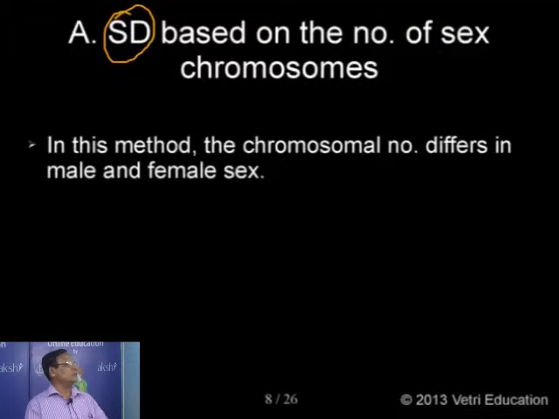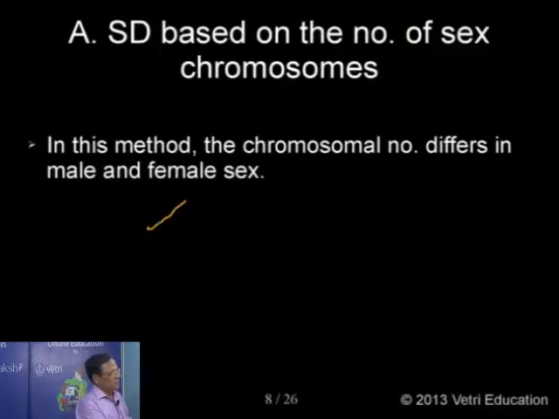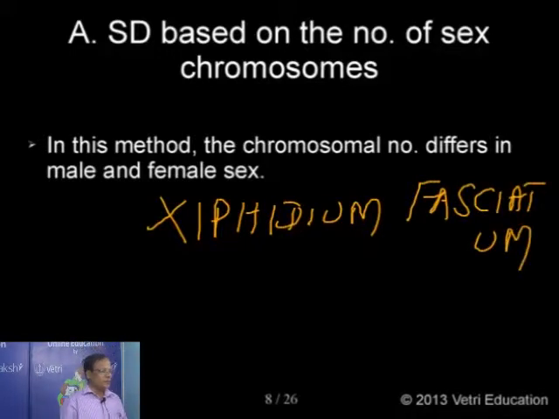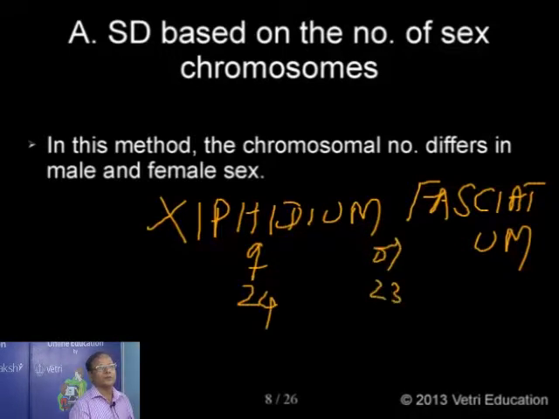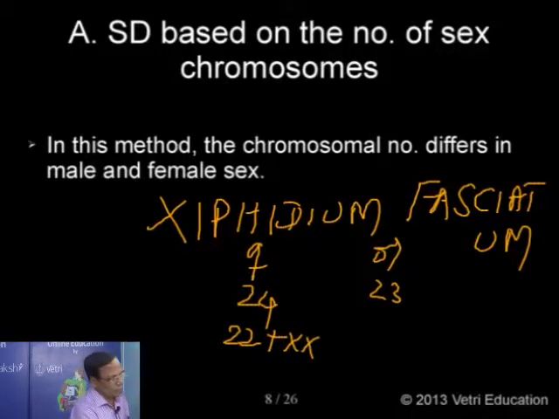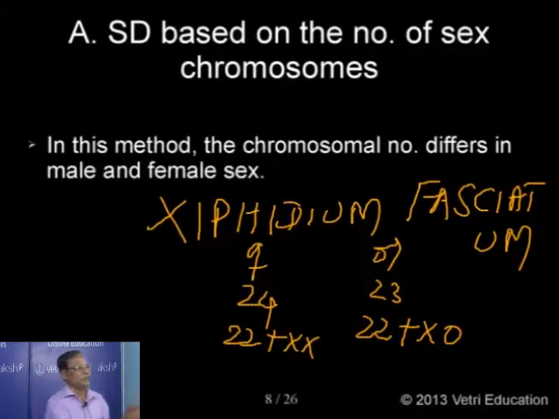I mentioned already that this method was observed in the case of one grasshopper, Xiphidium fasciatum. In the case of Xiphidium fasciatum, the female has 24 chromosomes, and the male has 23 chromosomes. That means the female has 22 autosomes plus XX, and the male has 22 autosomes plus XO. You see the difference: the chromosome number differs.